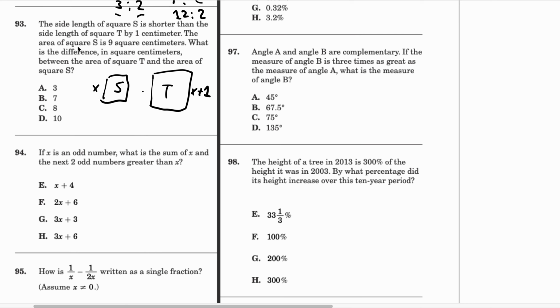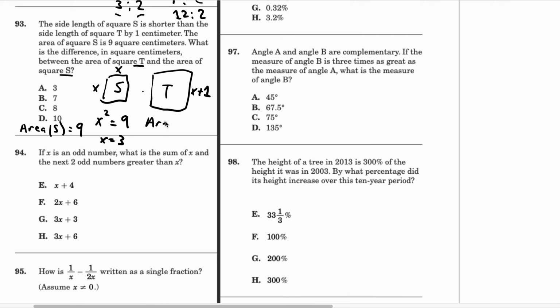And then we're told that the area of square S is 9 square centimeters. So we can actually solve for X then, right? Because we know that the area of S is going to be X squared, and that area is equal to 9. So then X would be equal to 3. What is the difference in square centimeters between the area of square T and the area of square S? So we already know that the area of S is going to be 9.